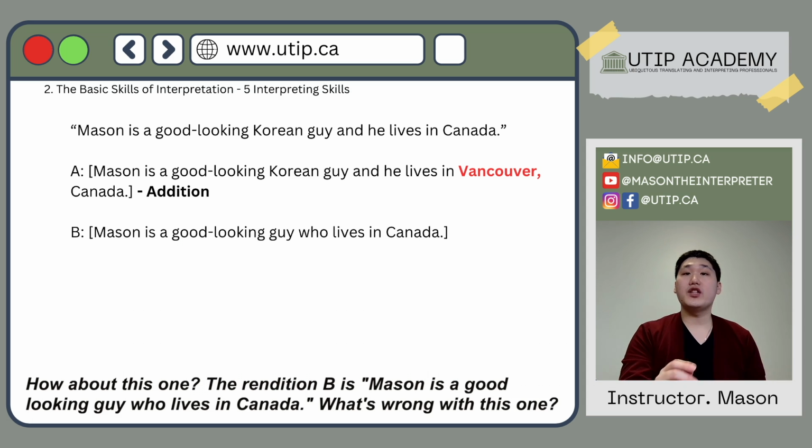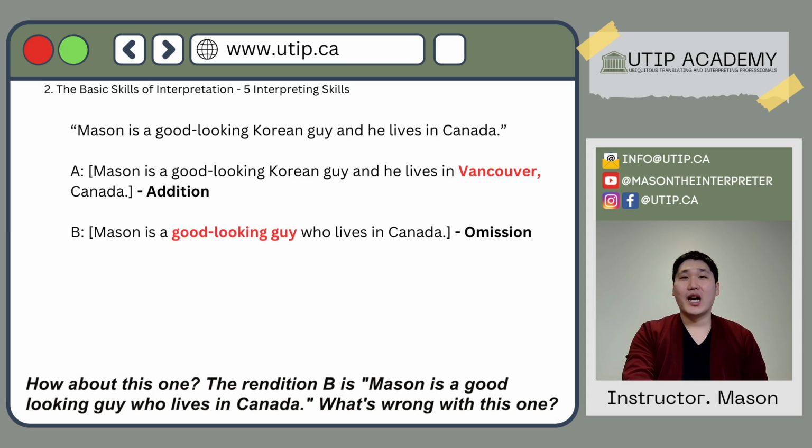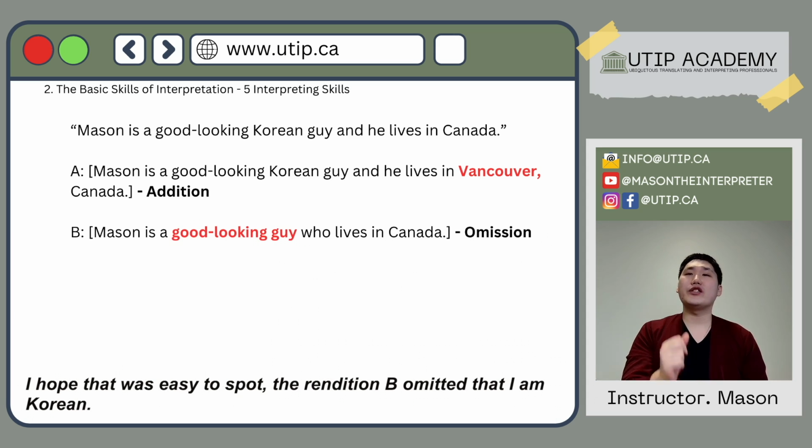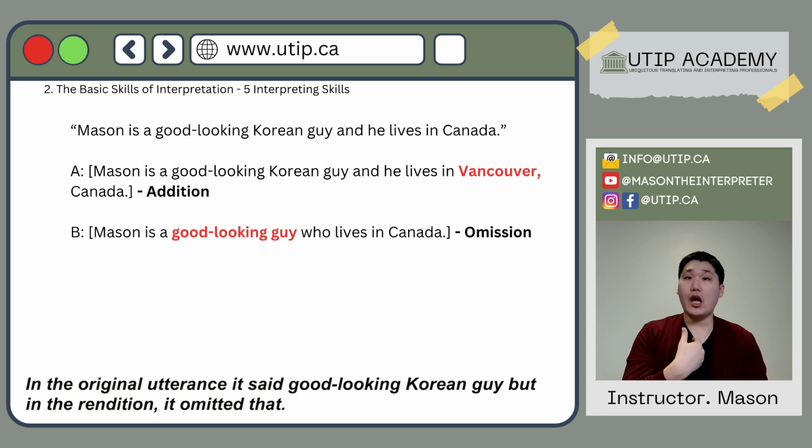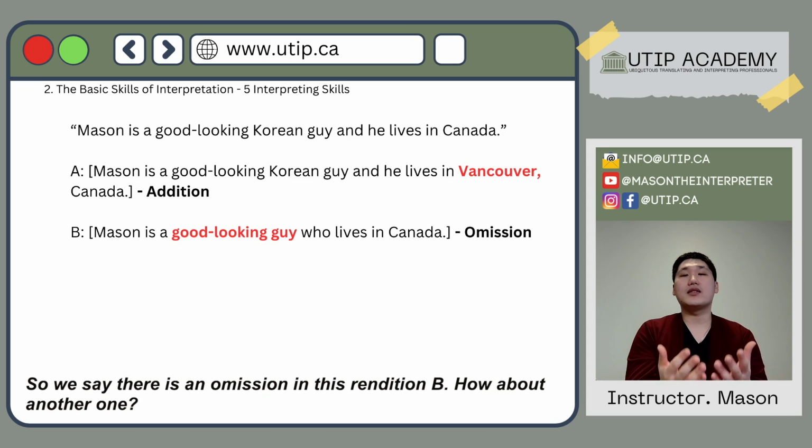How about this one? The rendition B is Mason is a good-looking guy who lives in Canada. What's wrong with this one? I hope that was easy to spot. The rendition B omitted that I am Korean. In the original utterance, it said good-looking Korean guy, but in the rendition, it omitted that. So we say there is an omission in this rendition B.